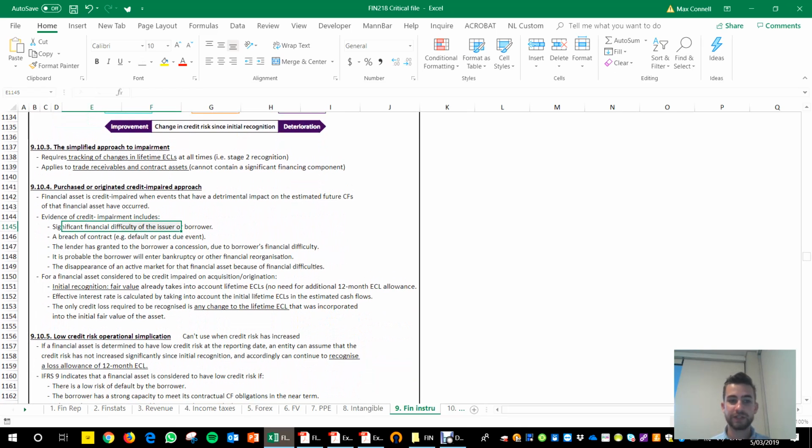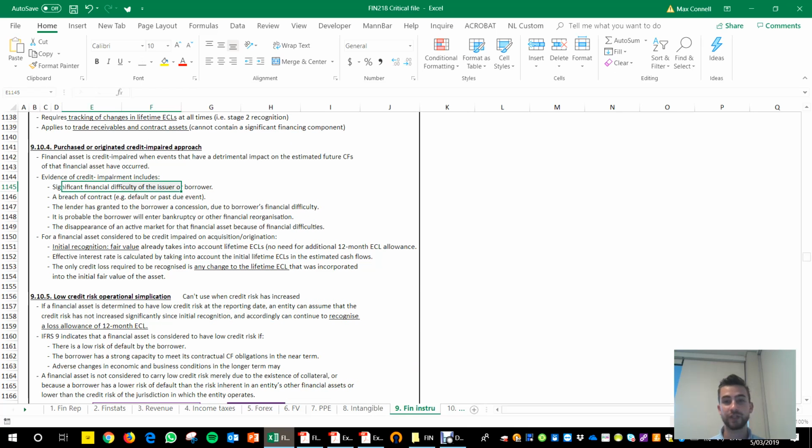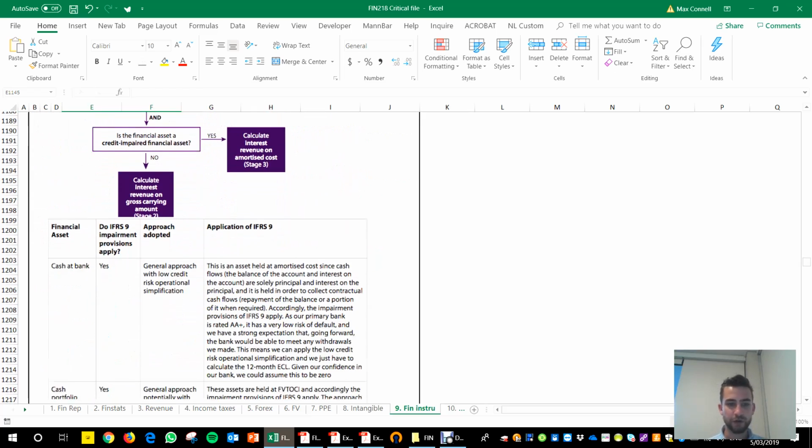And the last one is the purchased or originated credit impaired approach. So there's something with extraordinary circumstances which suggest credit impairment, in which case we might need to apply a very large impairment on that.